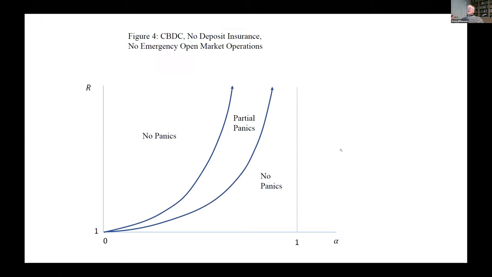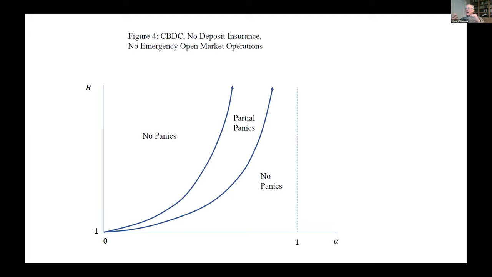So what happens here is, in fact, it's true that CBDC promotes panics in the sense that it expands the region where you're going to get the partial panics. This shouldn't be no panics. That's panics down here. Let's get rid of this no. So this is panics down here, so it expands that region. And you're going to get the same flavor of results, in that the high interest rate economy is one where you can eliminate the panics, but you won't necessarily choose to.